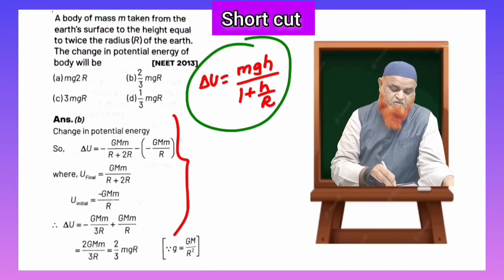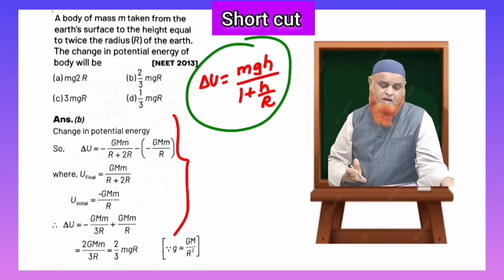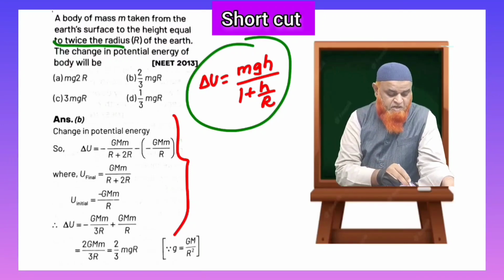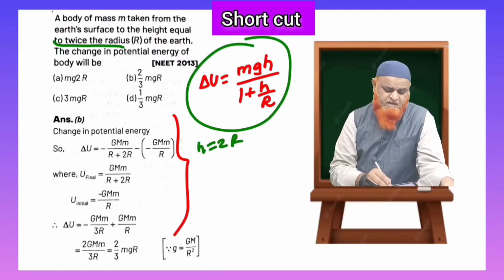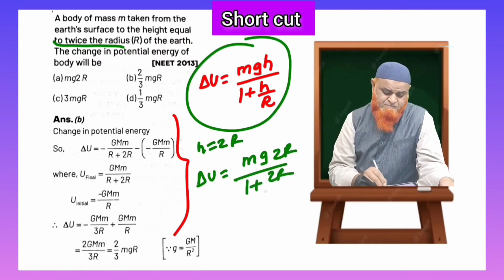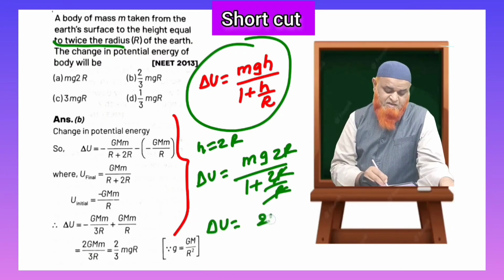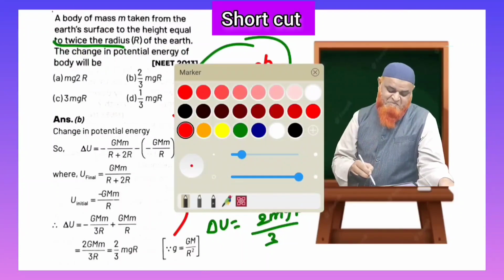So I have given you a shortcut formula here. Change in energy is taken as mgh by 1 plus h by r. According to the problem here, height is going to be twice the radius. You just write h is equal to 2r, getting the answer in a fraction of seconds. So delta u is equal to mg into 2r by 1 plus 2r by r. R gets cancelled here. So delta u is equal to 2 mgr by 3. That's it. You can compare the answers here.